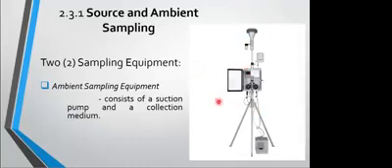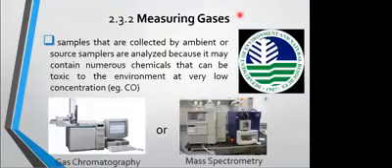Maybe if the sampling is 24 hours a day, it has even been used for 24 hours a day. So, for measuring gases, samples that are collected by ambient or source samplers are analyzed because they may contain numerous chemicals that can be toxic to the environment at very low concentrations.